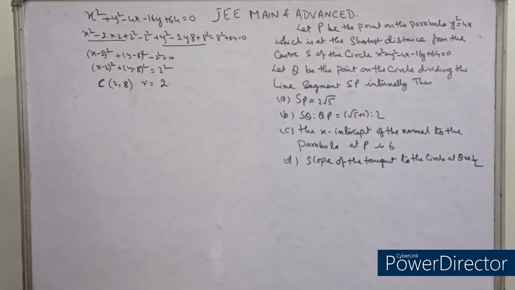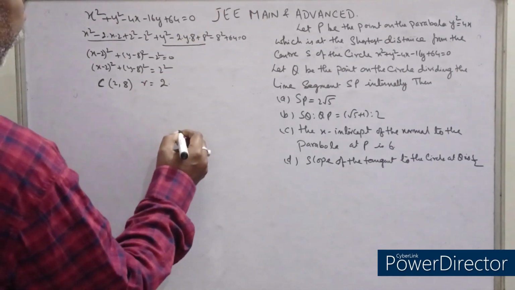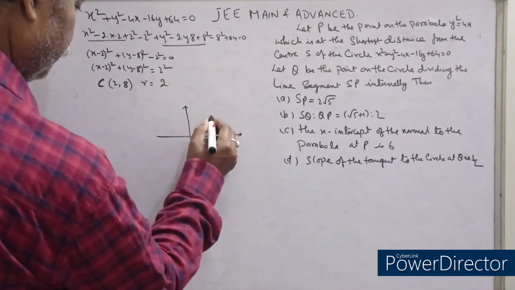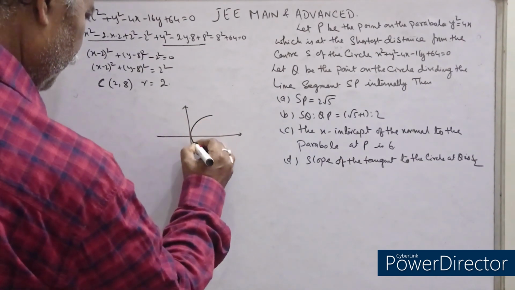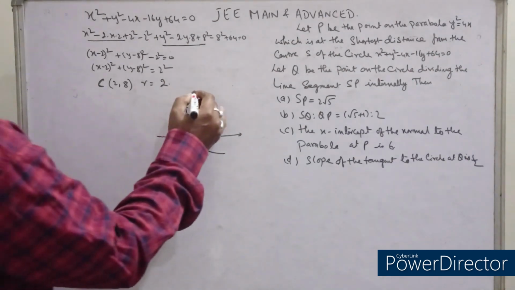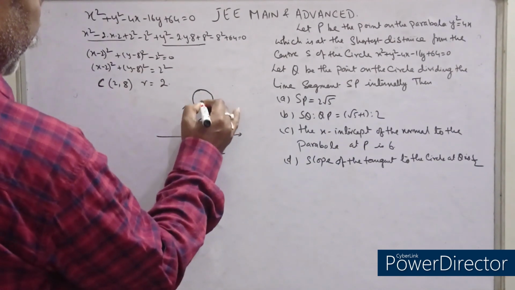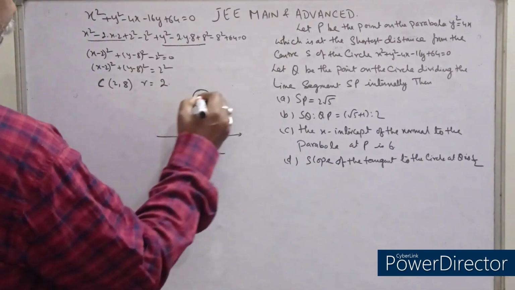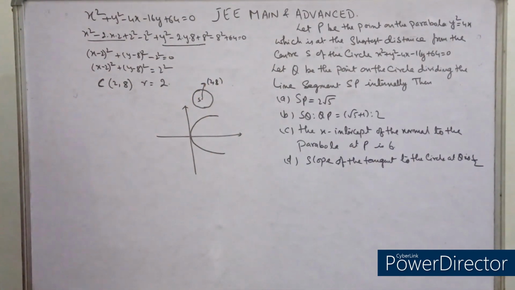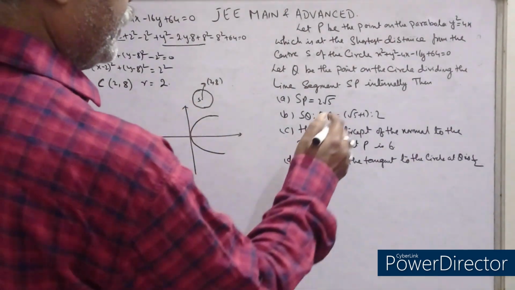Now let me draw the graph. Your parabola, that is y square is equal to 4x. This is y square is equal to 4x. And the circle with center 2, 8, the circle will be somewhere like this, here. And its center S has coordinates 2, 8.